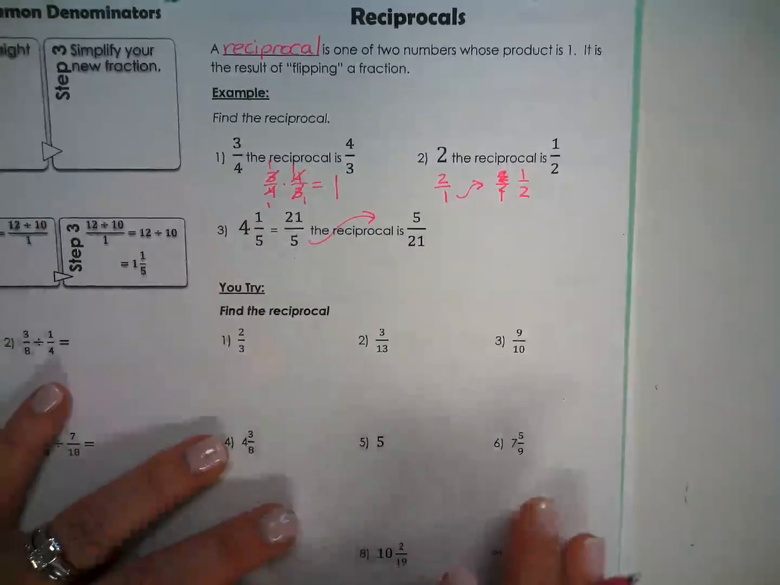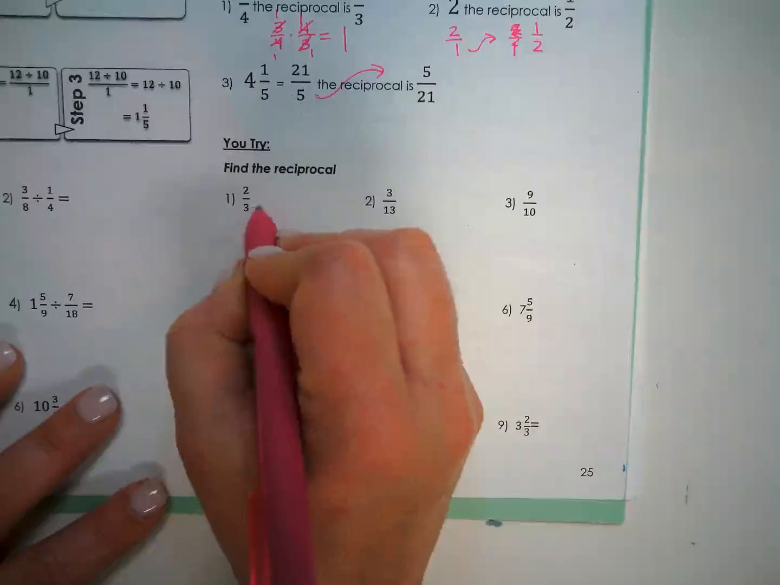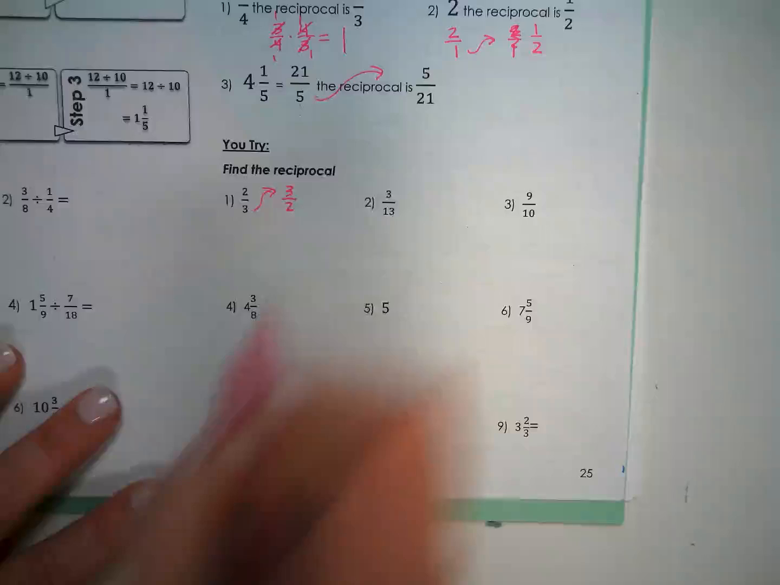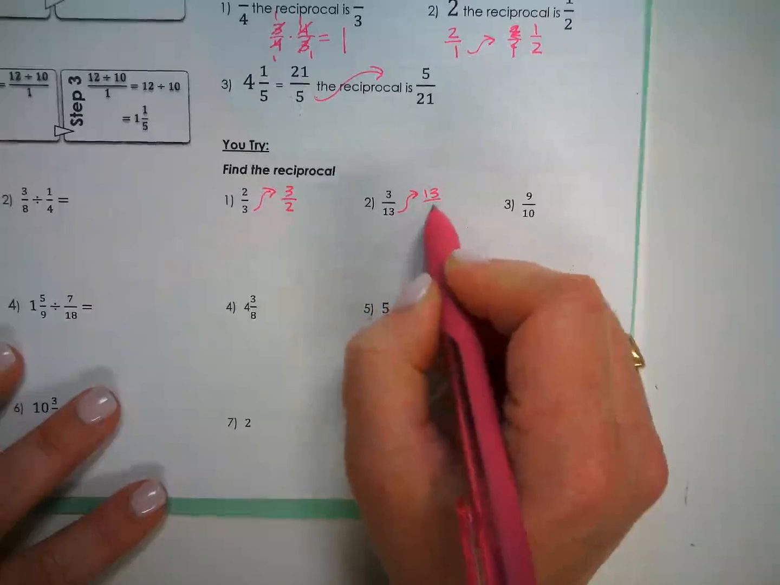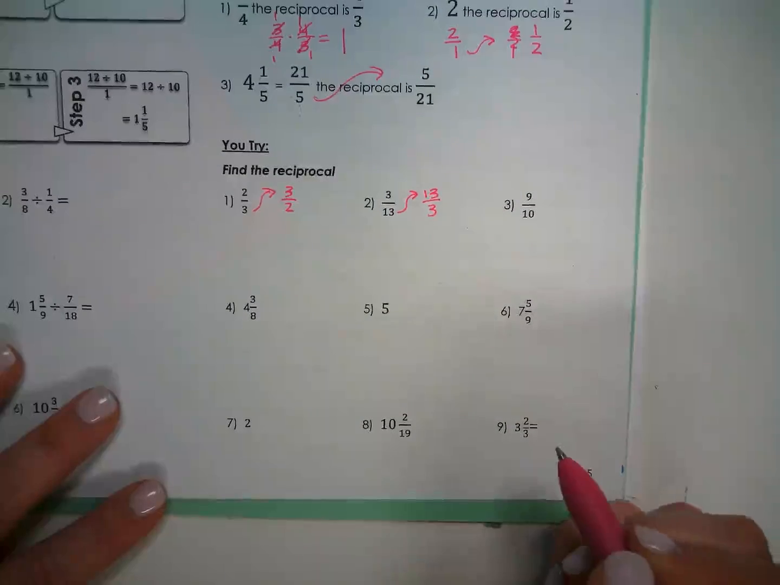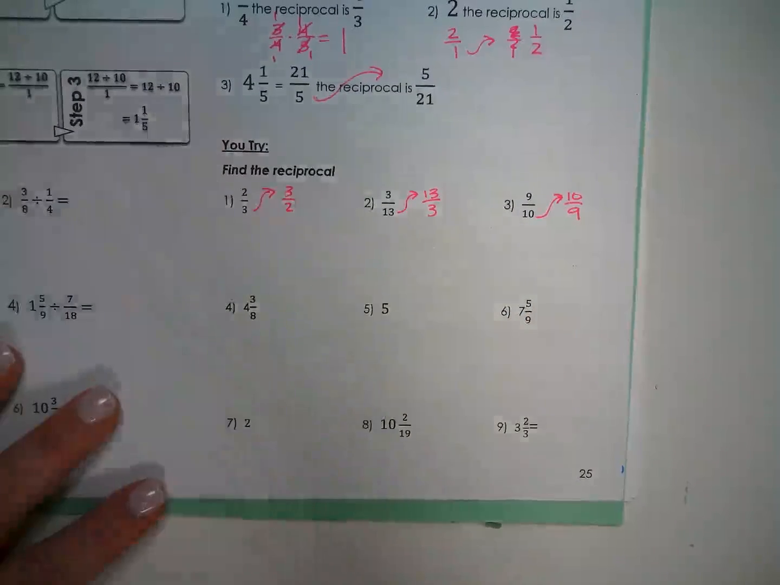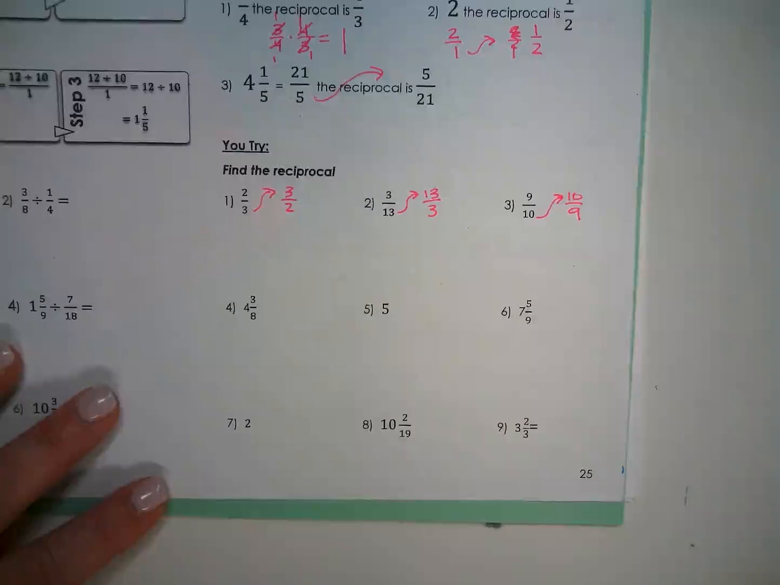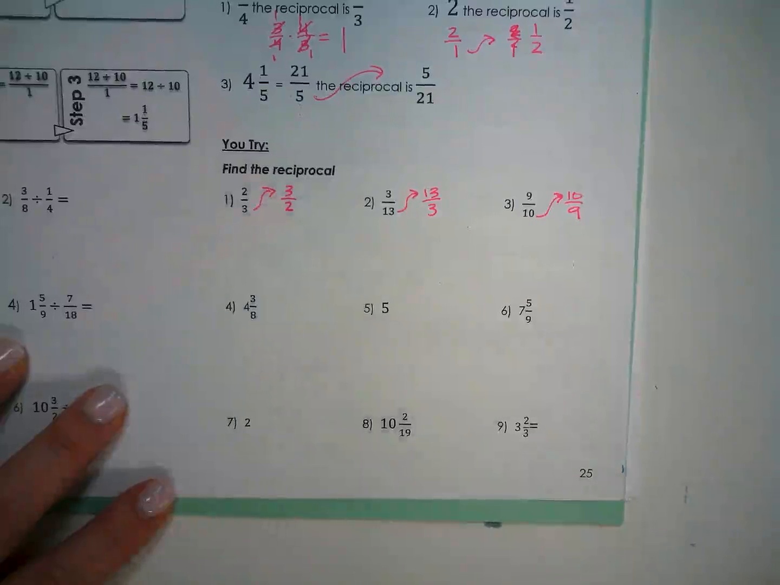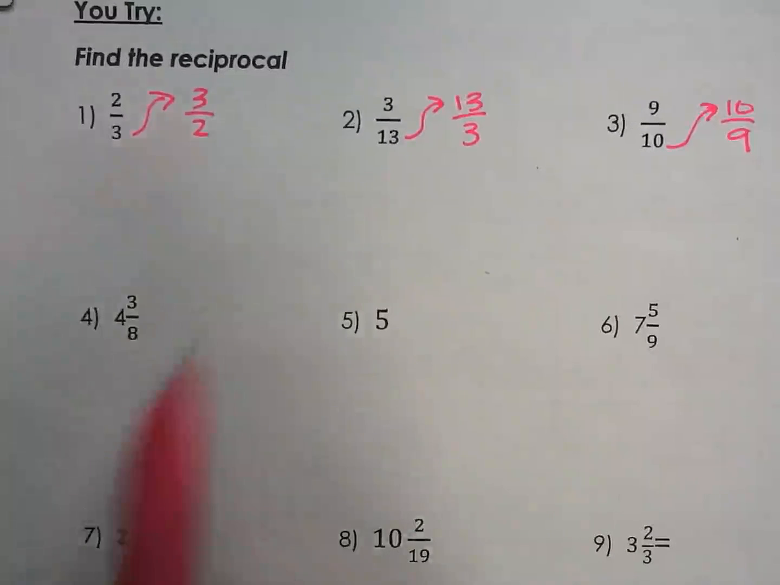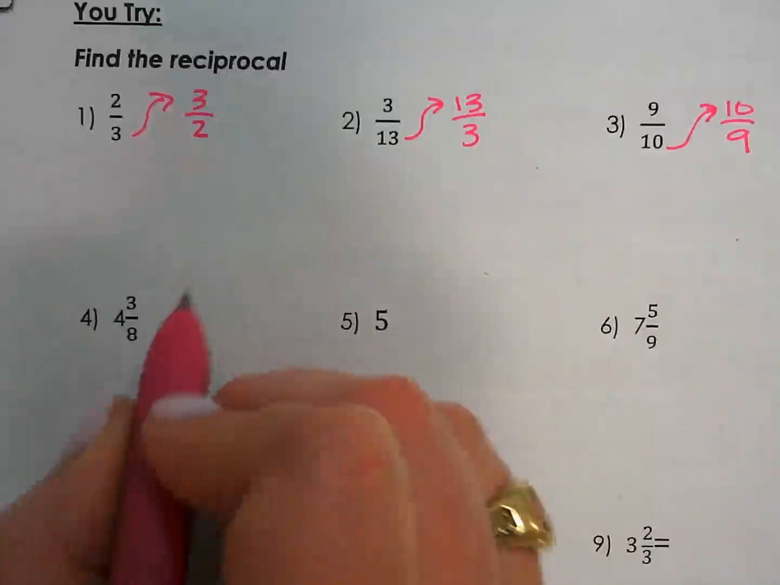So let me show you a couple examples of this. The reciprocal of 2/3, when we flip it over, is 3/2. The reciprocal of 3/13 is 13/3. The reciprocal of 9/10 is 10 over 9. It's just a flipped over version of the original fraction. And again, remember, when you're doing a mixed number, we first have to turn it into an improper fraction. So 4 times 8 is 32, plus 3 is 35.